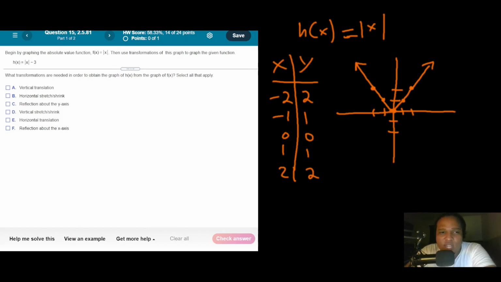Now, what about the changes? We have a -3 on the outside. That's going to change your y's. So we're going to shift down 3 from our original. So starting from 0, 1, 2, 3. 1, 2, 3. 1, 2, 3. We're going to have another V doing something like that. And it shifted down because the outside had -3. So this is a vertical translation.